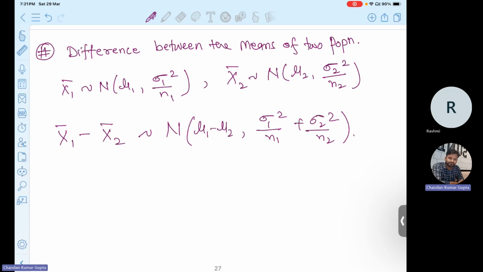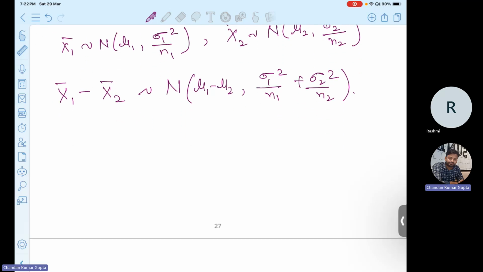Now, how do we calculate the confidence interval for the difference between the means mu1 and mu2? The confidence interval for mu1 minus mu2 at any confidence level, let me write first at alpha level of significance.